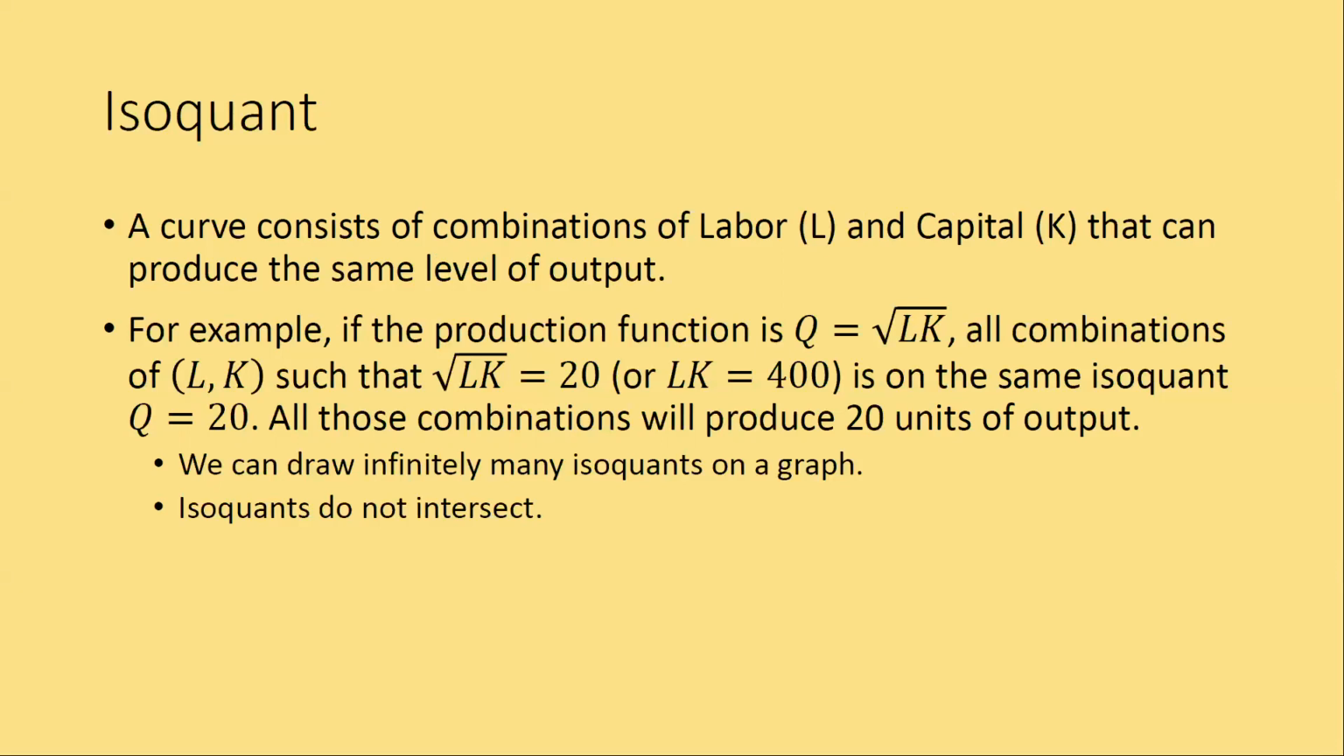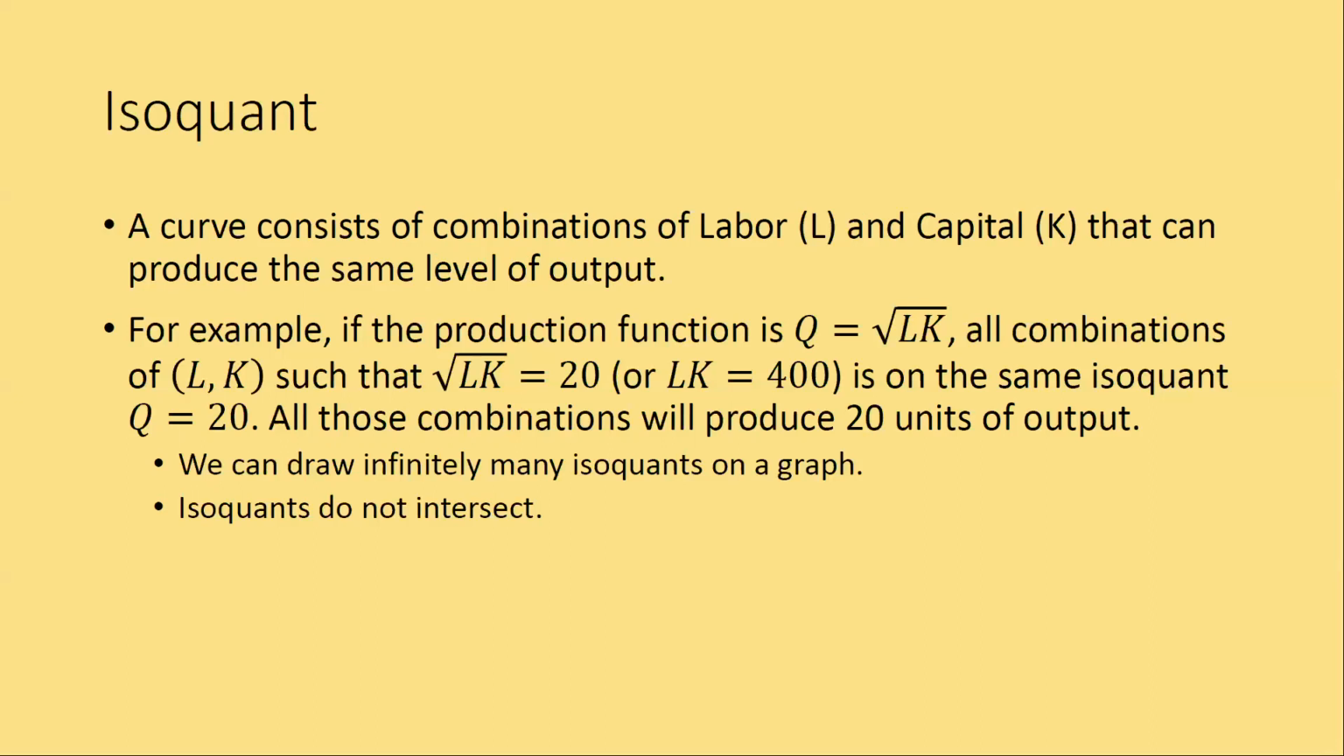So if we were to look at an example, let's say we have a production function that is Q equals the square root of L times K, same as before. Then all combinations of L and K such that Q equals 20, or that the square root of L times K equals 20, or that L times K equals 400, are going to be on the same isoquant, because all those combinations are producing 20 units of output.